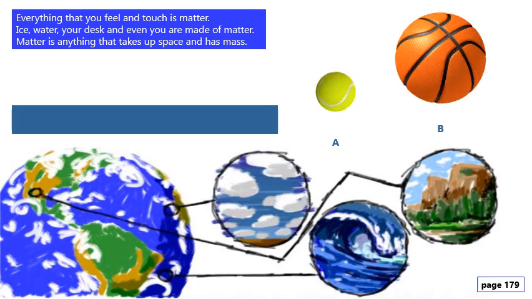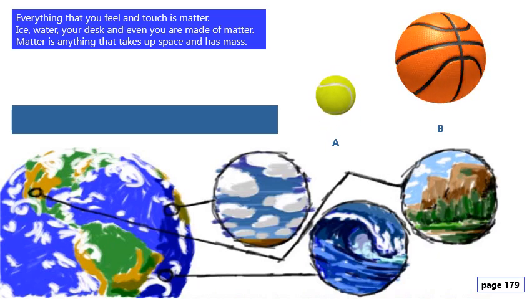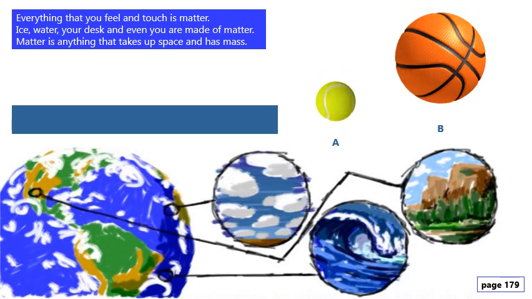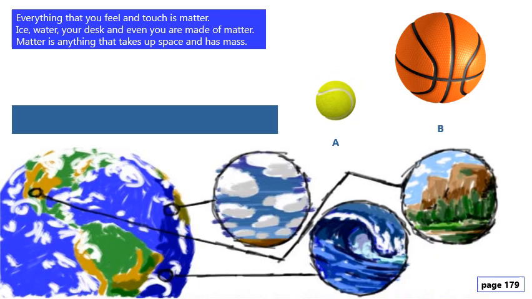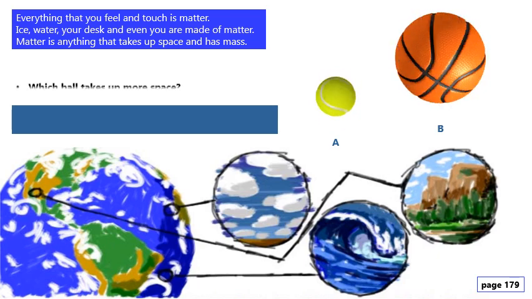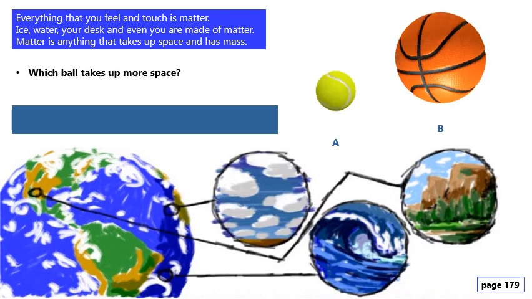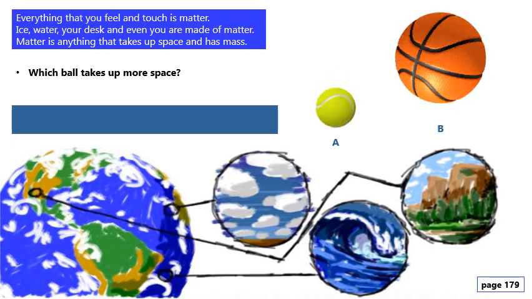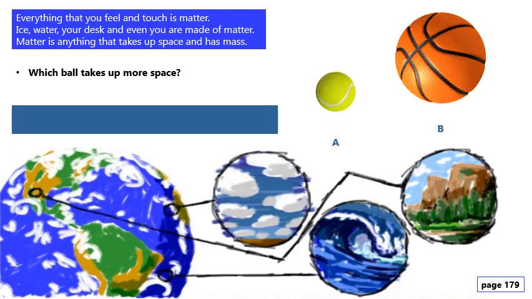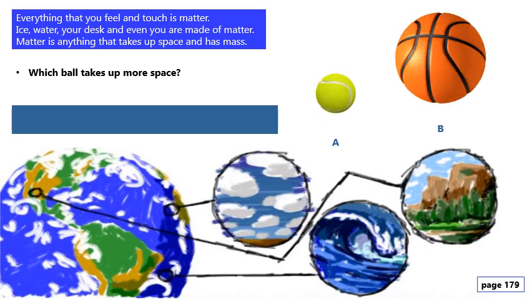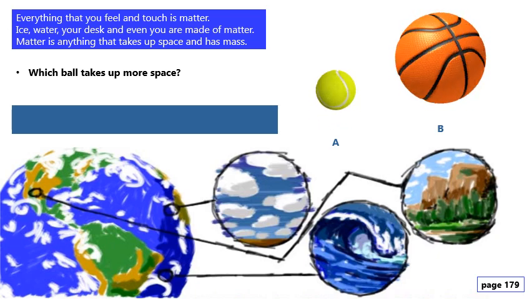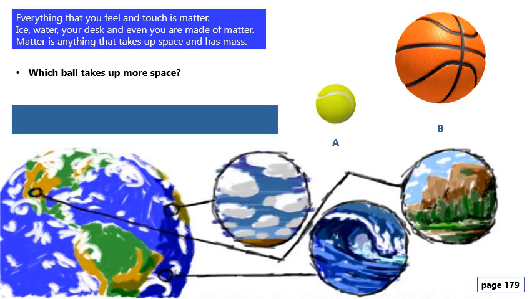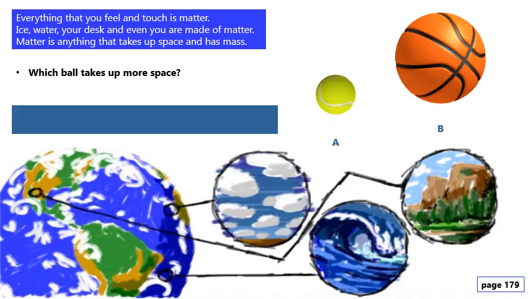Let's take a look at the 2 balls that are in front of us. Ball A and ball B. Okay, we have a tennis ball and a basketball. First question, you can find this answer in your book on page 179. Which ball takes up more space? Is it ball A or ball B? Let me help you. I will ask you the question in another way. Which ball is bigger?